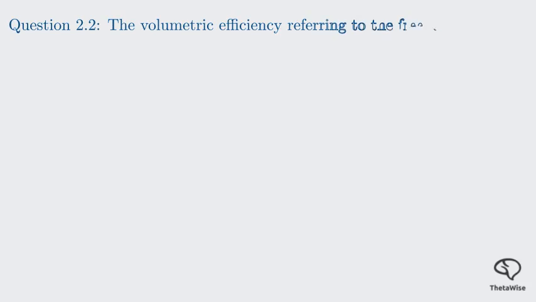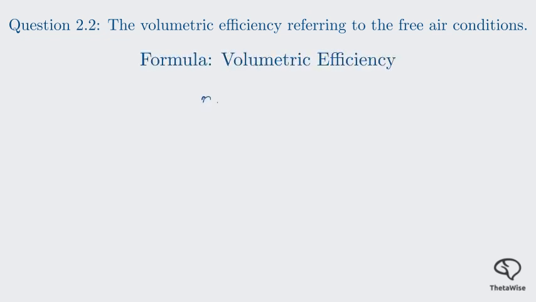Now let's move on to the second part of the question. Question 2.2 asks for the volumetric efficiency referring to the free air conditions. Volumetric efficiency tells us how effectively the compressor is drawing in air. It's the ratio of the actual volume of free air delivered to the ideal volume it could deliver, which is the swept volume. So, volumetric efficiency, often denoted as eta_v, is the free air delivered volume per stroke, VF, divided by the swept volume, VS. We multiply by 100 to express it as a percentage.